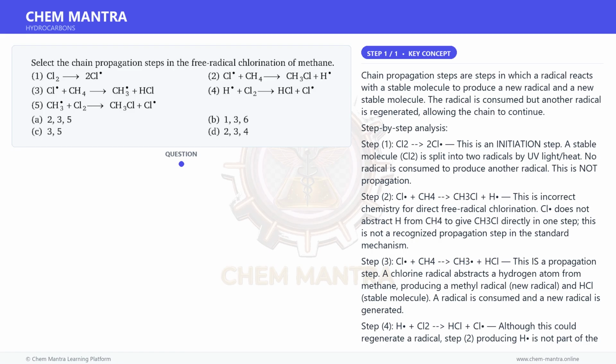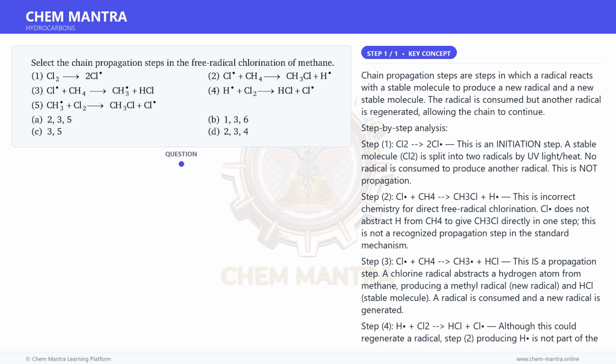Step 3. Cl + CH4 → CH3 + HCl. This is a propagation step. A chlorine radical abstracts a hydrogen atom from methane, producing a methyl radical, the new radical, and HCl, a stable molecule. A radical is consumed and a new radical is generated.